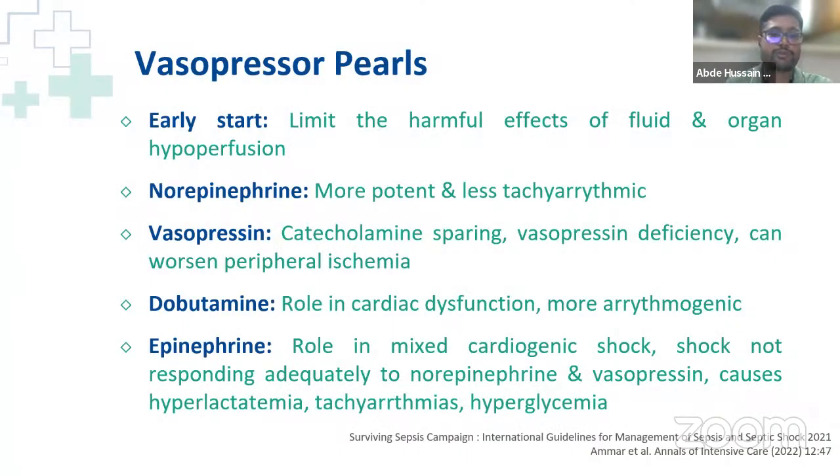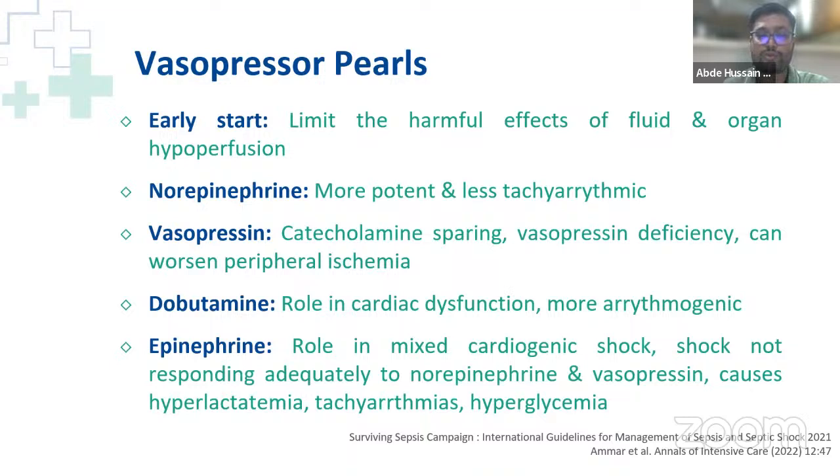So, some vasopressor pearls that I would like to share. Early start limits the harmful effects of fluid and organ hypoperfusion. If you had given more fluid in that case, fluid overload could have occurred. Norepinephrine is more potent and less tachycardic. Vasopressin is catecholamine sparing, so we don't have to go to very high doses of norepinephrine, which can save us some adverse effects of catecholamines. We have to be careful with peripheral ischemia that can occur with the vasoconstriction with vasopressin.